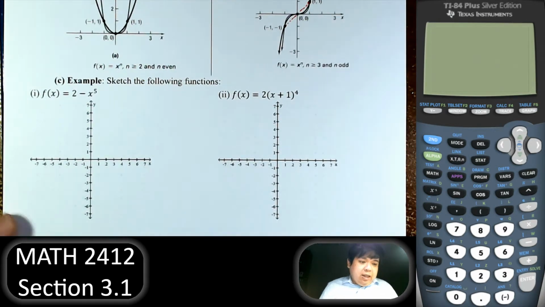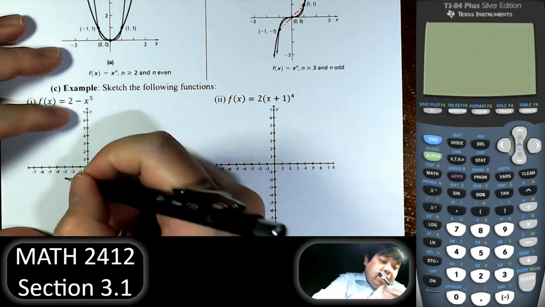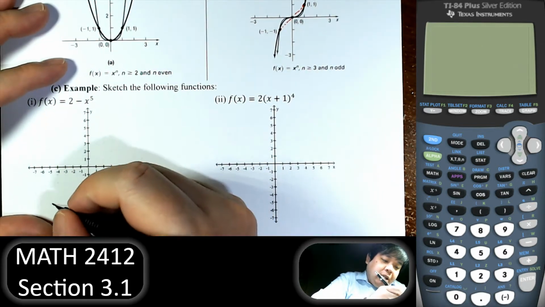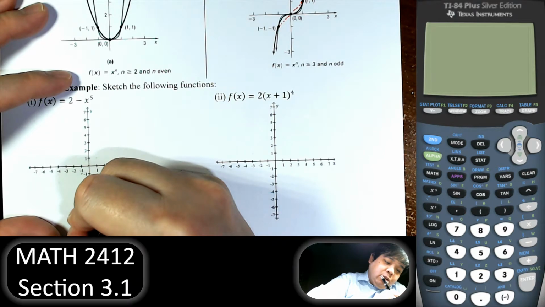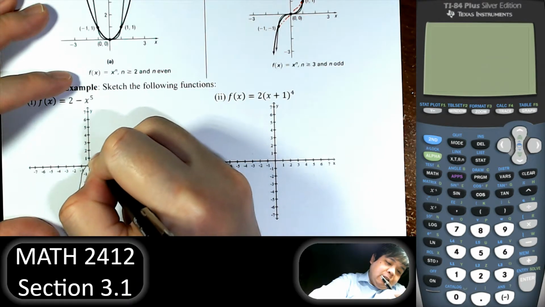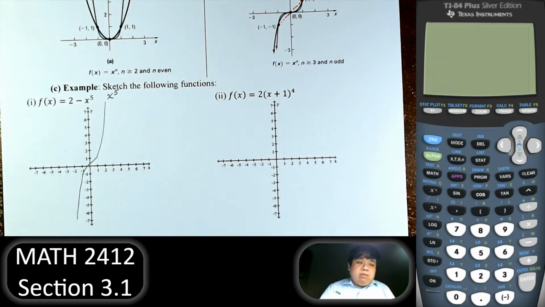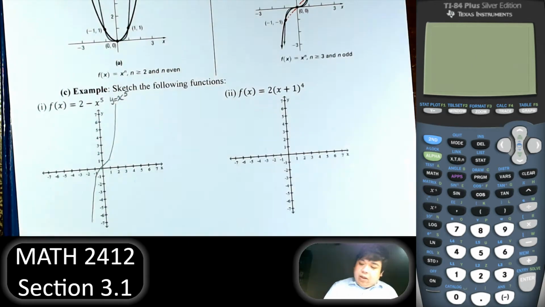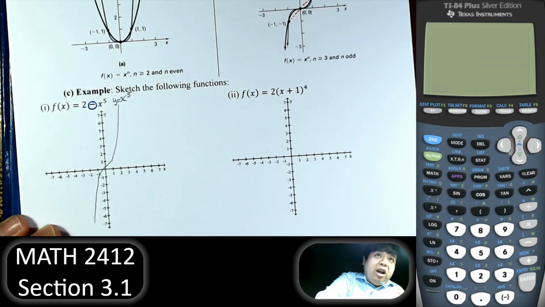All right, now let's sketch the following graph: 2 minus x to the 5th. So this is like we did with the previous section. X to the 5th is an odd degree, so we can have something like this. So that is the basic graph of x to the 5th. Now what we have is the minus, or the negative here.